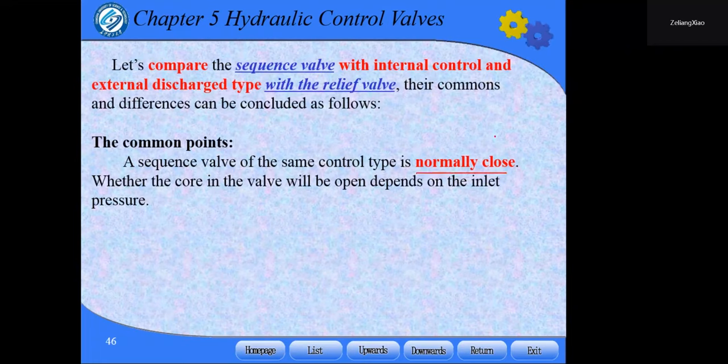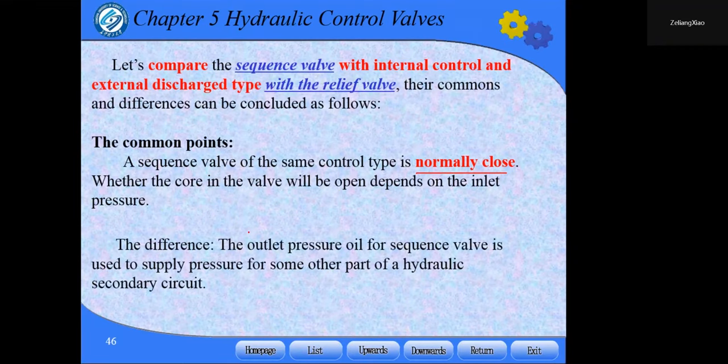Usually closed, or in the common condition is closed. Whether the core in the valve will be open depends on the inlet pressure. The inlet pressure can determine the opening of the core of the valve. Difference: the outlet pressure oil of the sequence valve is used to supply pressure for some other part of a hydraulic circuit.